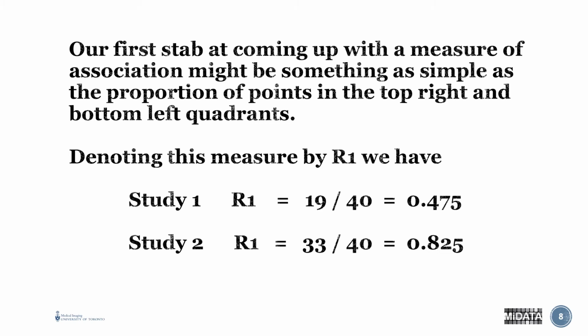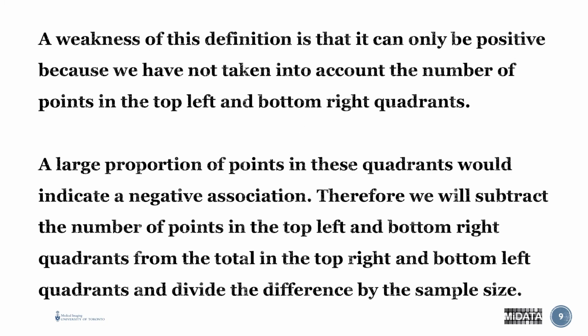And in study 1, R1 would have 19 out of 40, so there's a total of 40 data points on the plot, and 19 of them reside in those two quadrants of interest. And the proportion is 0.475. In study 2, R1 is going to be 33 out of 40, which is a proportion of 0.825. So is that helpful? A weakness of this definition is that it can only be positive.